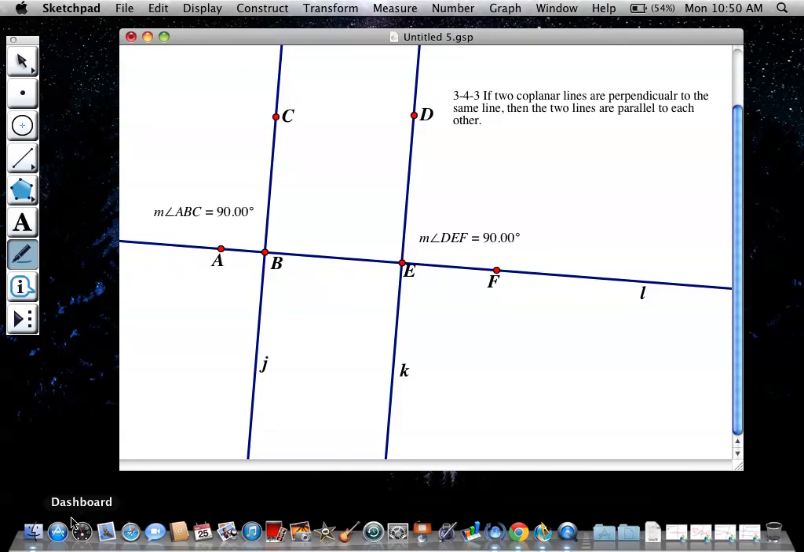Okay, the third theorem is if two coplanar lines are perpendicular to the same line, so this line J is perpendicular to L, and this line K is also perpendicular to L. Since they are both perpendicular, then these two lines, J and K, are parallel. So two lines perpendicular to the same line means that those two lines are parallel.